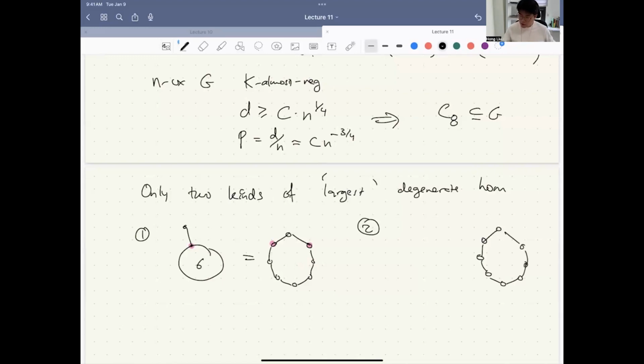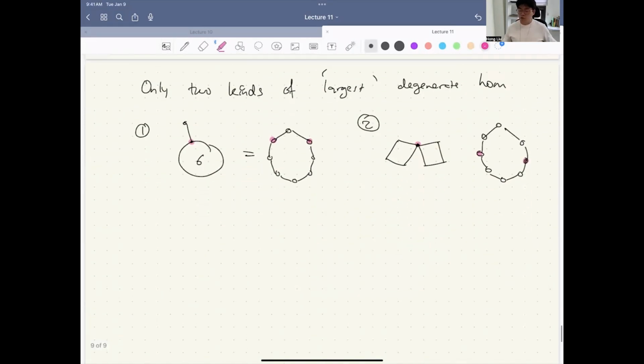You identify positions slightly further apart. Let's say this one and this one. If you identify this, you will get 2 full cycles where this vertex is the one that you glue them together. These 2 are the largest ones with the most number of vertices.